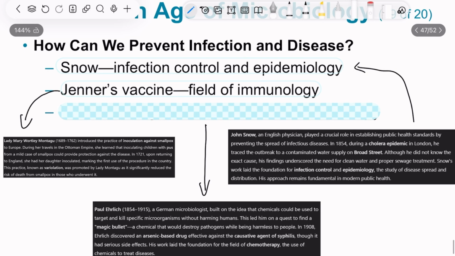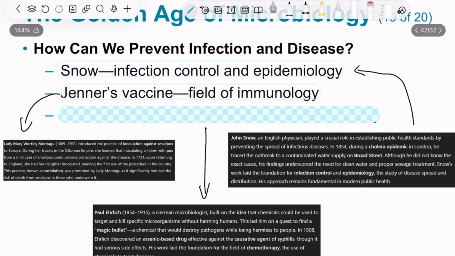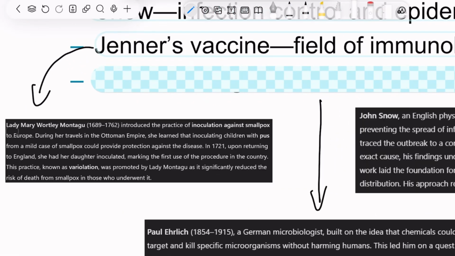We then move on to the field of immunology, which is Jenner's vaccine. Lady Mary Wortley Montagu introduced the practice of inoculation against smallpox to Europe. During her travels in the Ottoman Empire, she learned that inoculating children with pus from a mild case of smallpox could provide protection against the disease. In 1721, upon returning to England, she had her daughter inoculated, marking the first use of the procedure in the country. This practice, known as variolation, was promoted by Lady Montagu as it significantly reduced the risk of death from smallpox in those who underwent it.